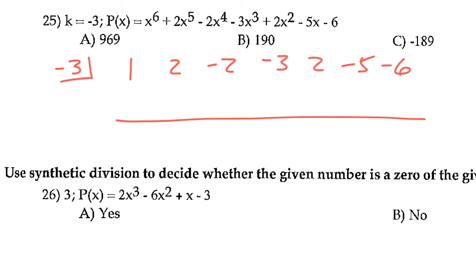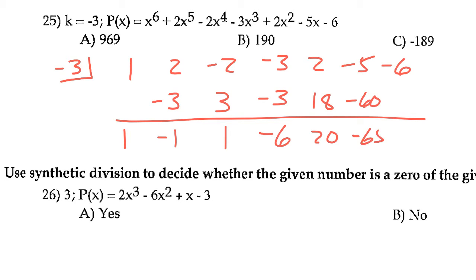Well, this one looks like fun. Number 25, using synthetic division again, we bring down the 1, we multiply by -3, we get -3, we add together, we get -1, we multiply by -3, we get 3, we add together, we get 1, we multiply together, we get -3, we add together, we get -6, we multiply, get 18, we add together, get 20, we multiply, get -60, we add together, get -65, we multiply 3 and 65 and get 195, we add together, we get 189.